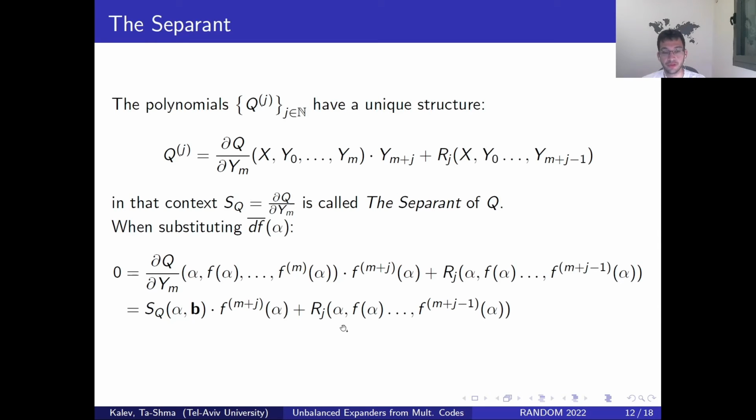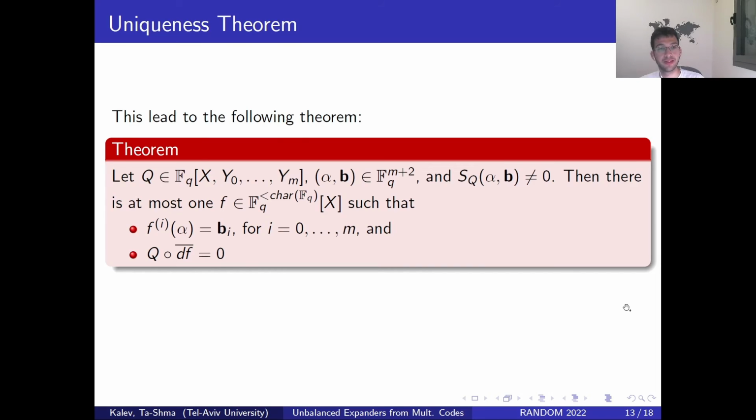And note that what we get here is that the n plus jth derivative of f at alpha is completely defined by all the previous derivatives, as long as the separand does not vanish on the initial condition. This leads to the following uniqueness theorem, which tells us that given a differential equation q and an initial condition alpha b, if the separand does not vanish on the initial condition, then there is at most one solution to the differential equation which satisfies the initial conditions.